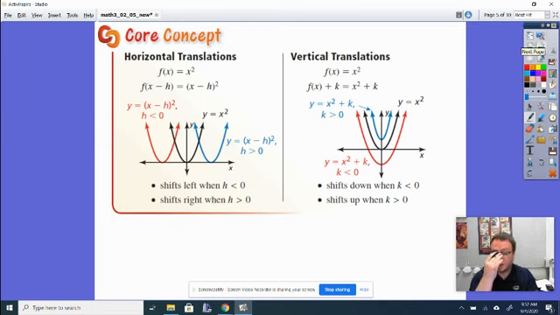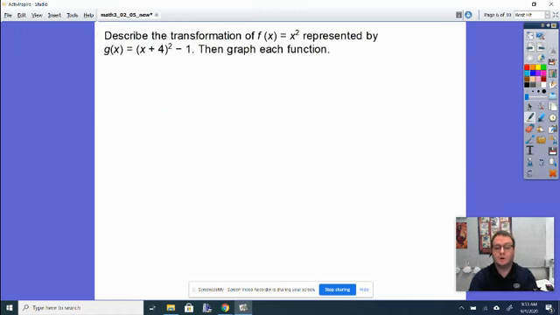Okay, again, this slide is just in the book. This is just showing you again that shift left or right is opposite what makes sense, and then vertical translations up and down does make sense. So really quick, let's describe the transformations here. So my vertex, remember, +4 is going to really be a minus, or a left 4, and then down 1. Okay, so starting with my graph.